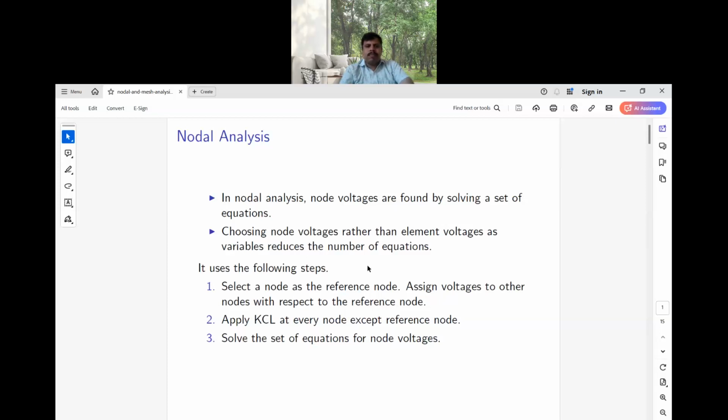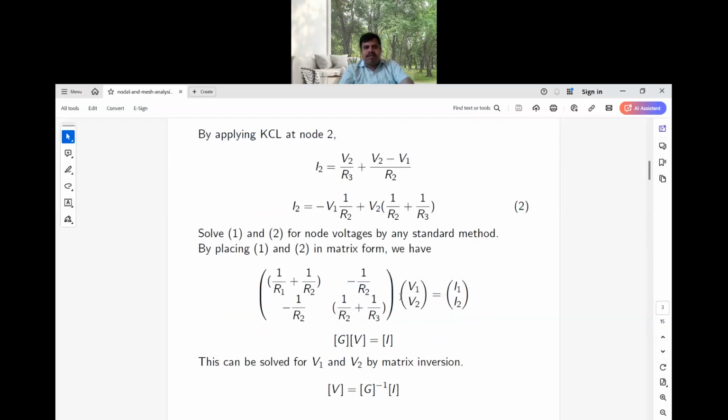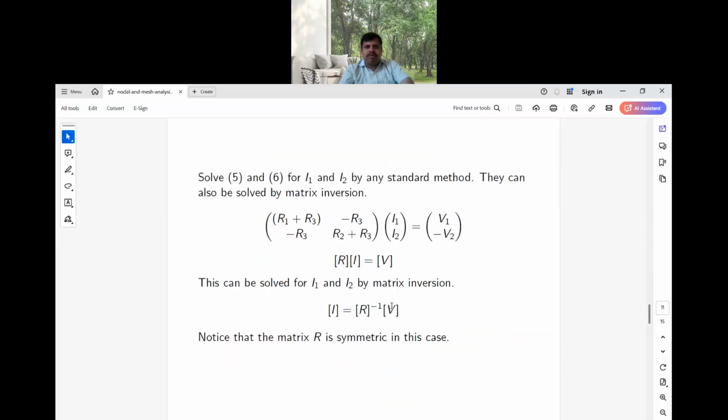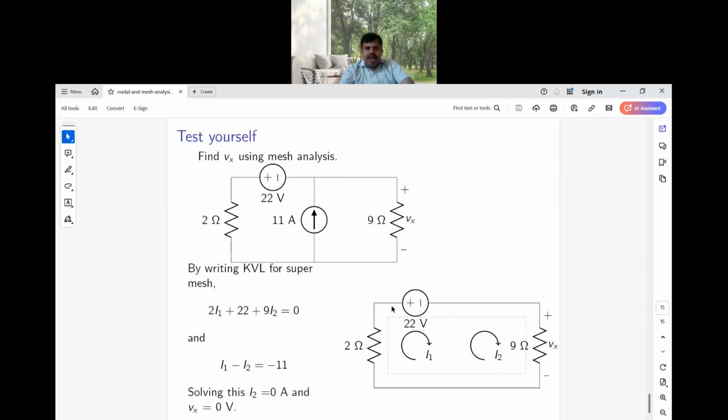Nodal analysis is based upon the application of KCL, whereas mesh analysis, which we are going to discuss in this class, is an application of KVL. We know KCL and KVL.